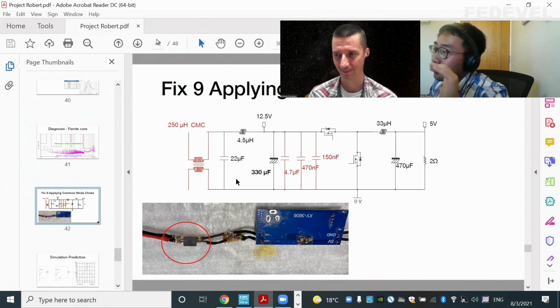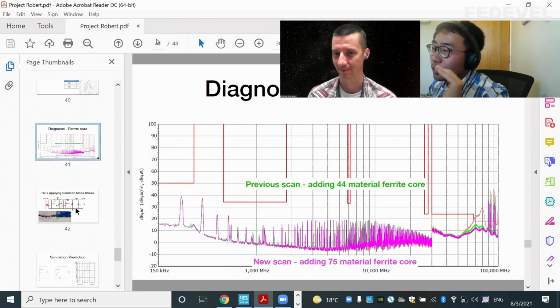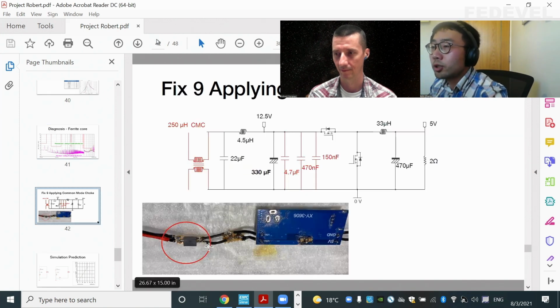So the test before basically just wanted to demonstrate that it is really the common mode noise that we need to filter in this case. To better filter the common mode noise, what we really need is what we call a common mode choke. So in this case, I picked a 250 microhenry common mode choke. As you can see, the size is much smaller, and we can easily put this on the PCB if we want. So let's have a look.